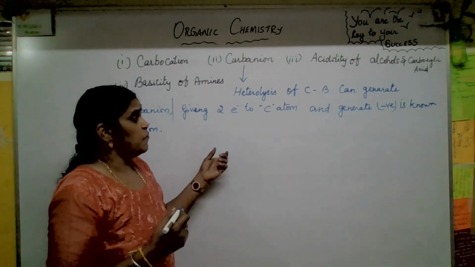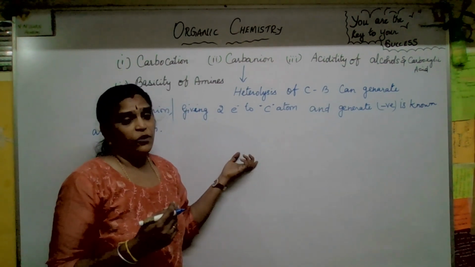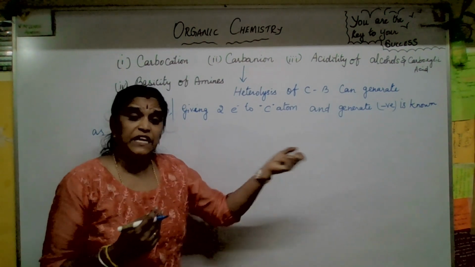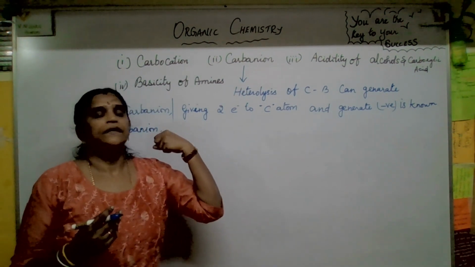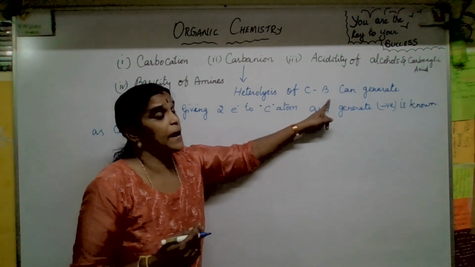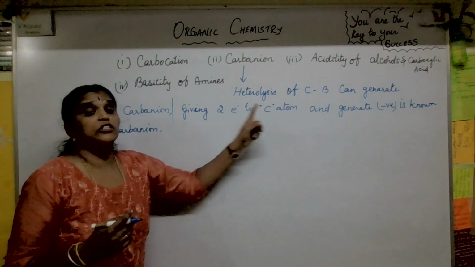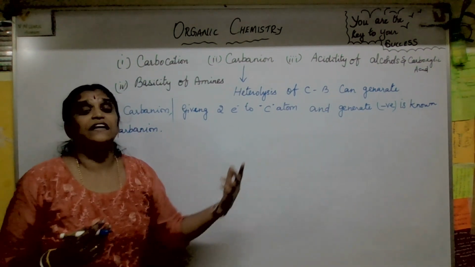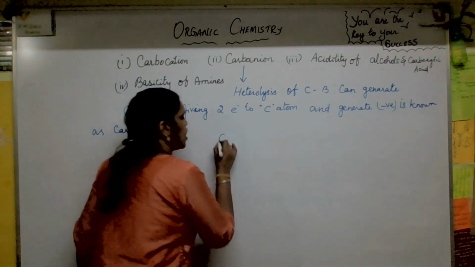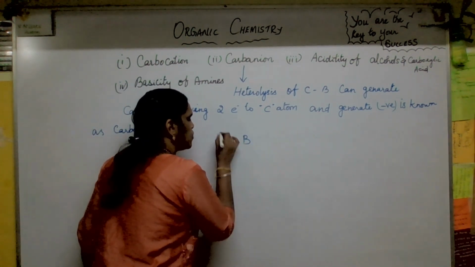Here, the same way, how do we get the carbocation? In that way we are getting carbanion. Carbanion is receiving electrons from the other, two different atoms. Heterolysis of carbon and base can generate carbanion. Giving two electrons to the carbon atom generates a negative charge on that carbon, and it's called carbanion. Now, the carbon is connected with the base, so these two electrons are connected over here.